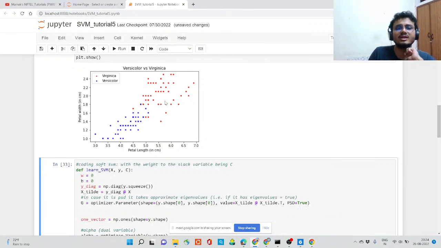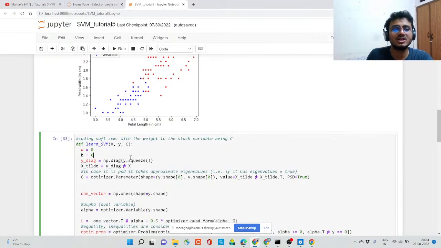There is overlapping between these 2. So we'll be needing some soft SVM, right? So I told you we will need some slack variables to account for the shift from -1. So away from -1, there is some shift. So I'll just show you.